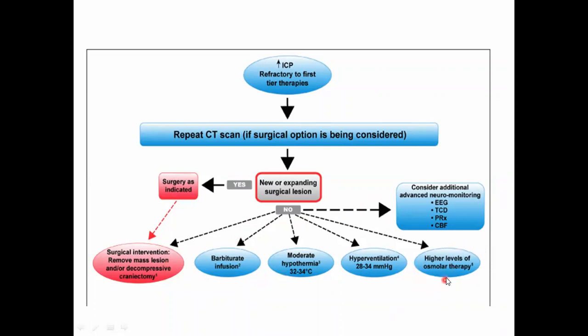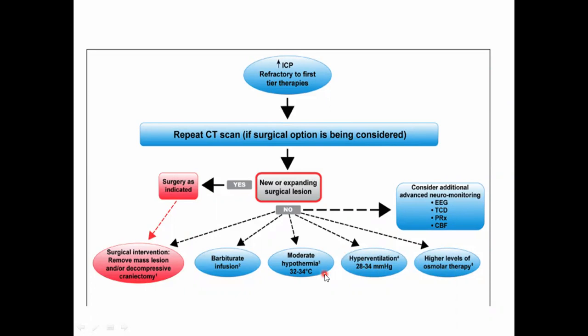And going on to osmolar therapy, you can target sodium 155 to 165. In first tier, the target is 145 to 155. In second tier, it can go up to 165. And you can hyperventilate to decrease the CO2 further to 28 to 34. In second tier only, your target CO2 is lower. In the first tier, it is 34 to 38. It's not less than 34 in first tier. And you can go for moderate hypothermia in the second tier therapy, 30 to 34 degrees centigrade.